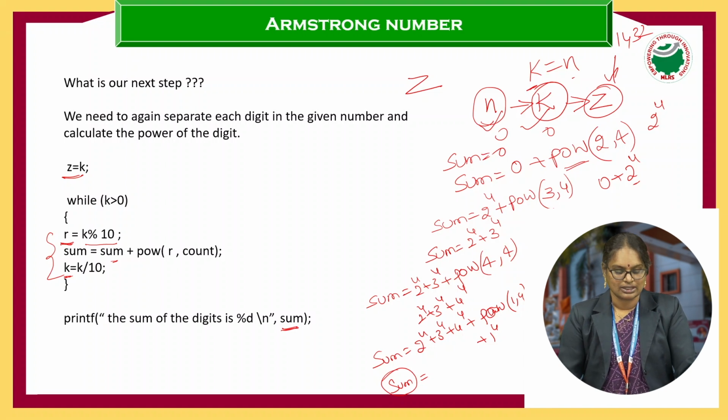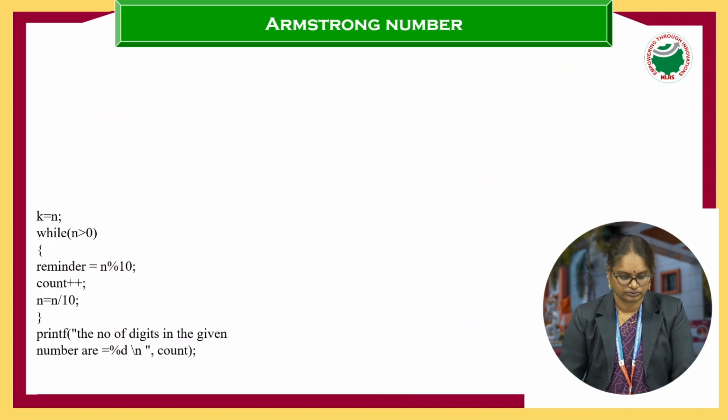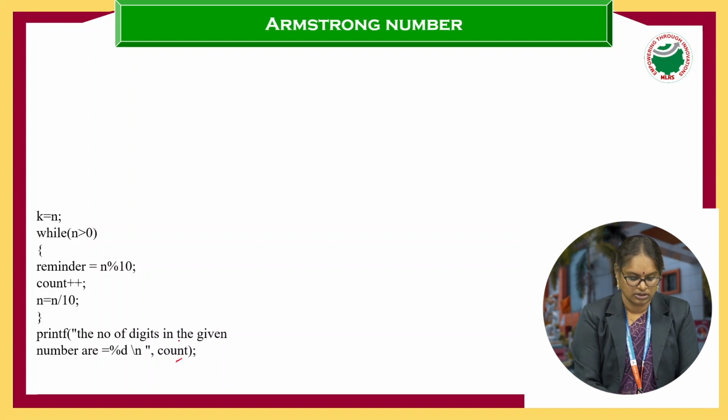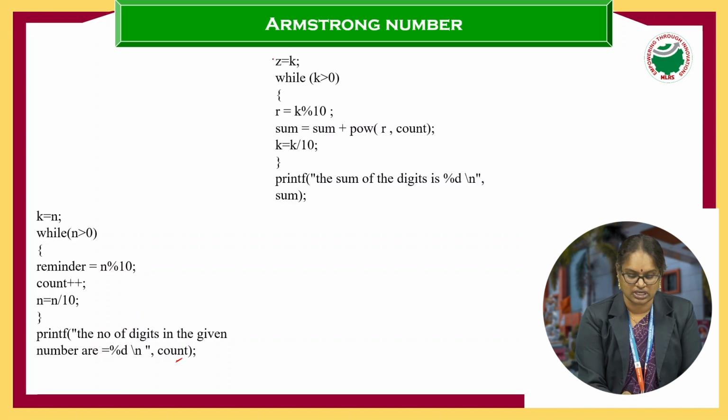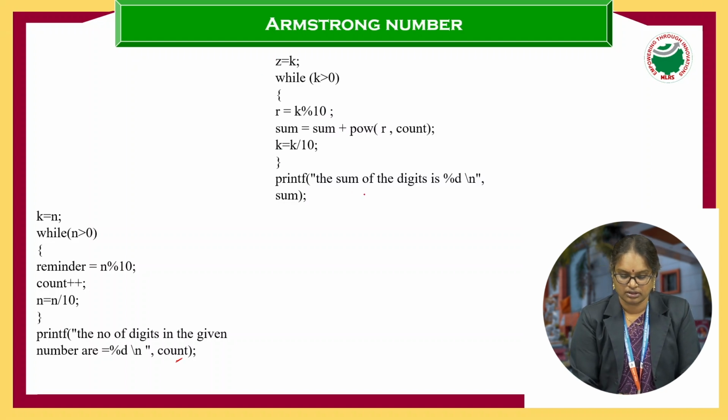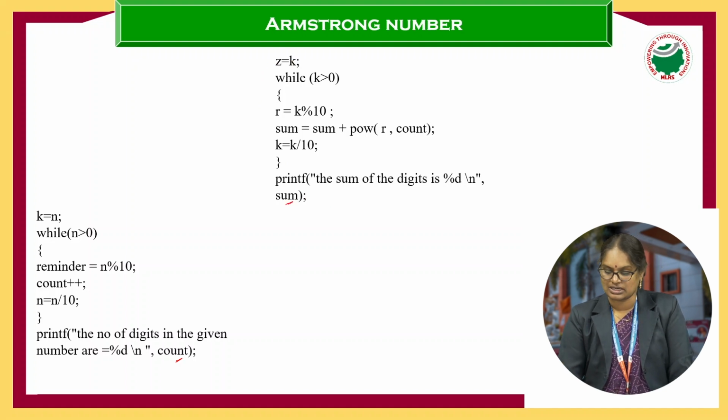Let's write together the whole code to find whether a given number is Armstrong or not. This is your first part, whatever I have explained, which tells about count, starting from k is equal to n to count. This is my second part where I have changed the k value to z and I have performed the power steps and I got the output as a sum.